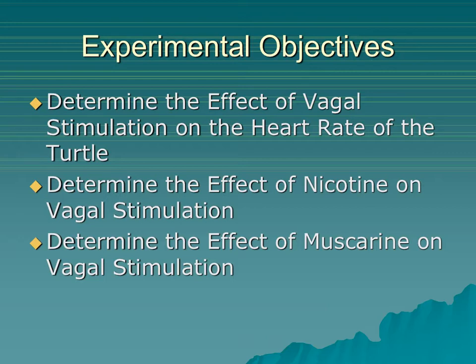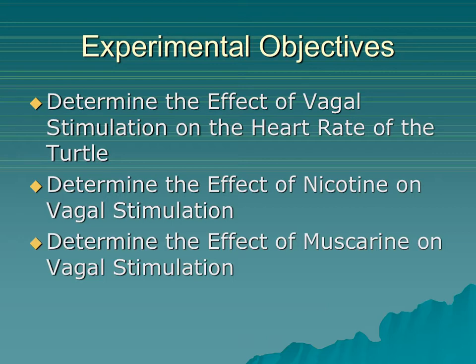These experimental objectives do not say that we are dealing with the effect of nicotine on the heart rate of the turtle. Notice that the first one is the effect of vagal stimulation on the heart rate, and the second one is the effect of nicotine on vagal stimulation, not the effect of nicotine on heart rate, which is important, and we should think about that and circle back around and make sure we do get that.